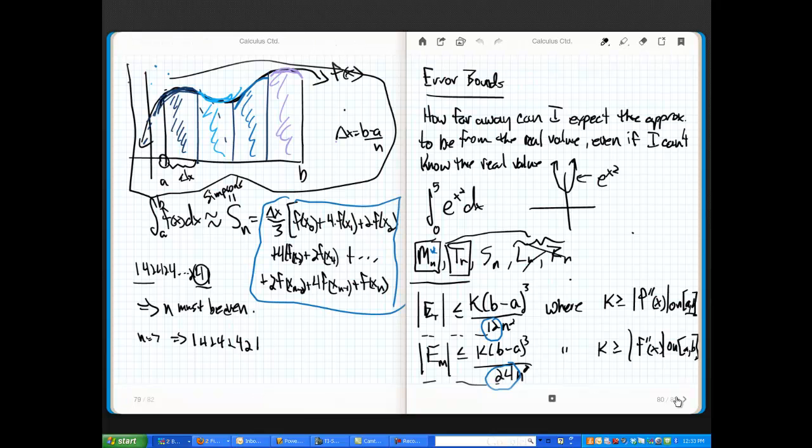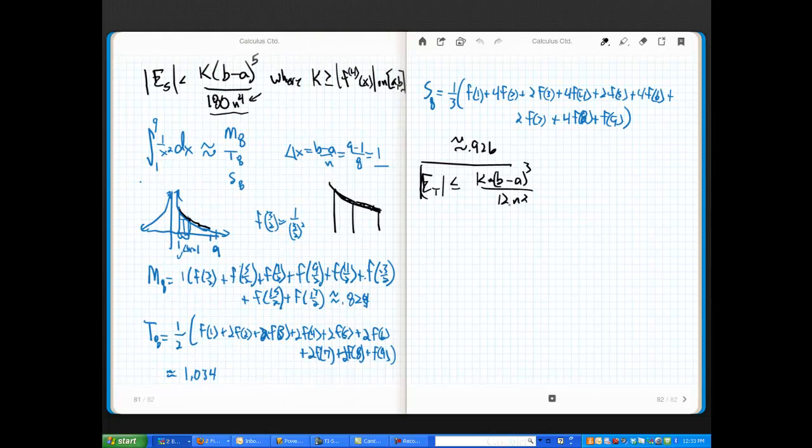Now let's deal with this k thing, because I know that's probably the most daunting part of the whole thing. What the heck is the k? Well, I know that k has got to be some value that is greater than or equal to the absolute value of the second derivative of x.